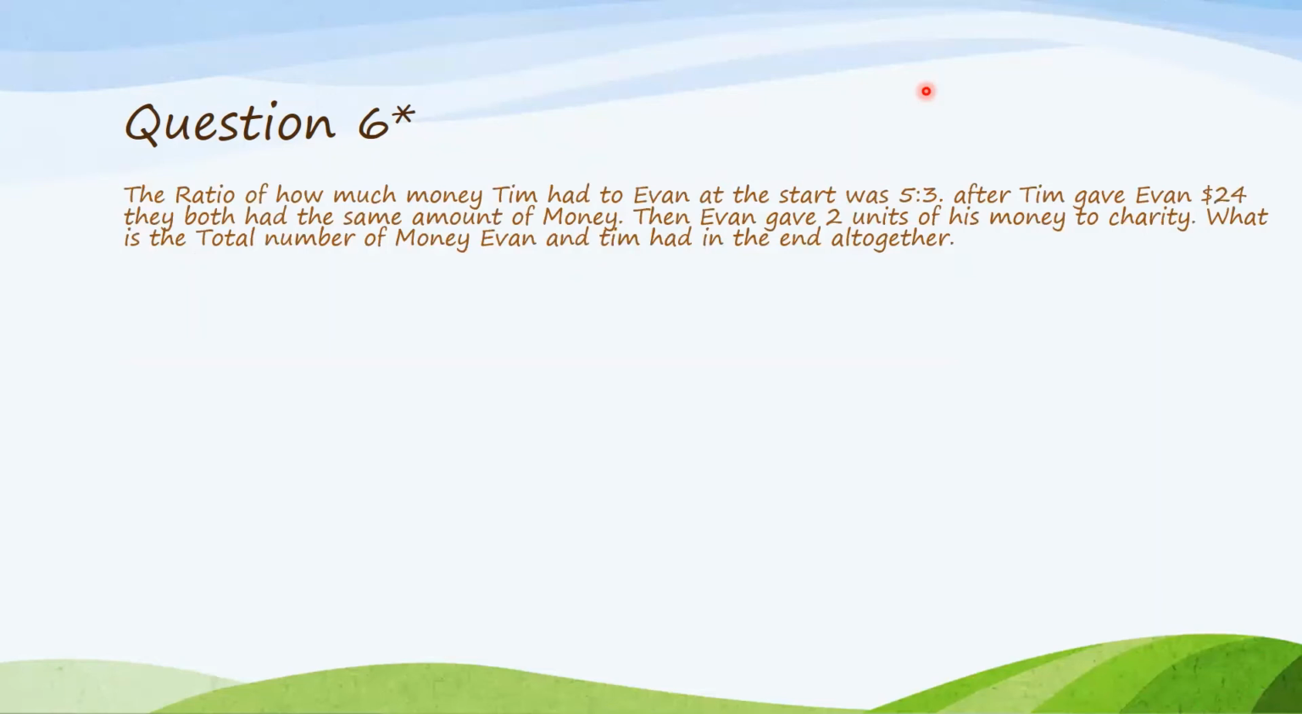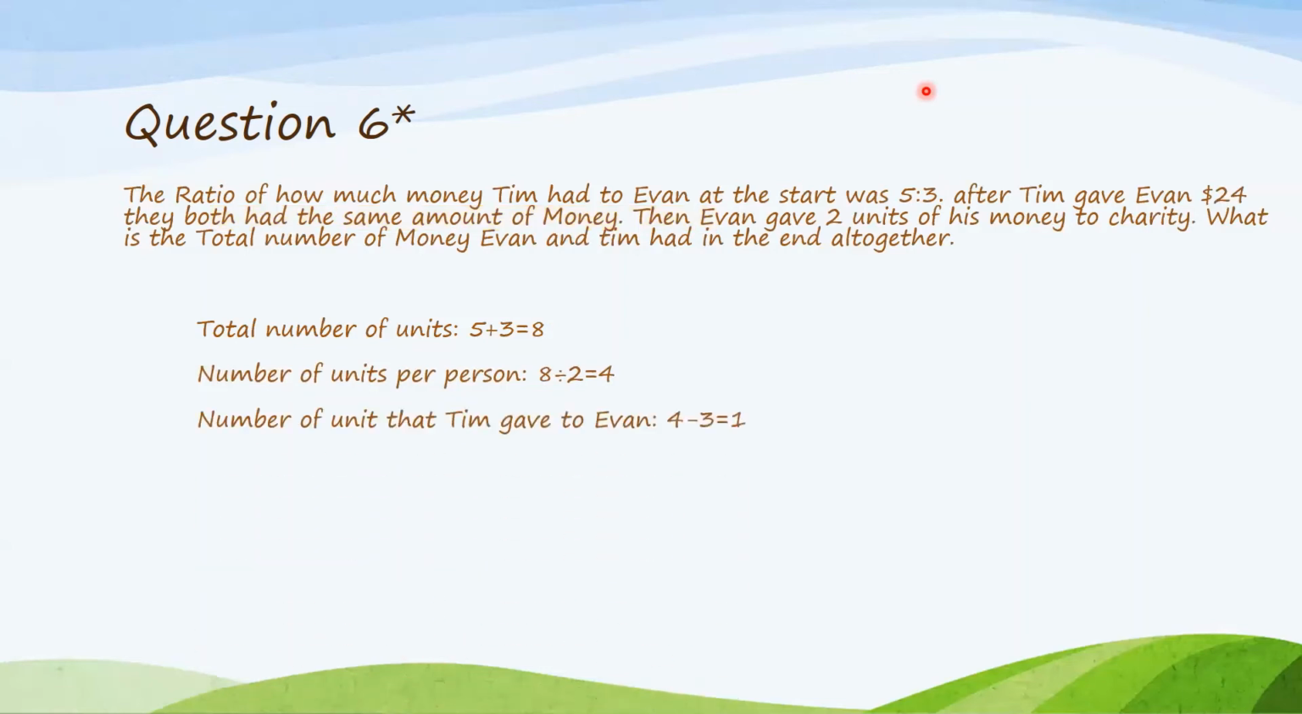This is a lot of transitions. The total number of units is 8 units because 5 plus 3 is 8 units, because of the ratio 5:3. They both had the same amount of money after Tim gave Evan $24, which means the number of units per person in the end will be 8 divided by 2, which is 4. The number of units that Tim gave to Evan was basically 4 minus 3, which is 1 unit.